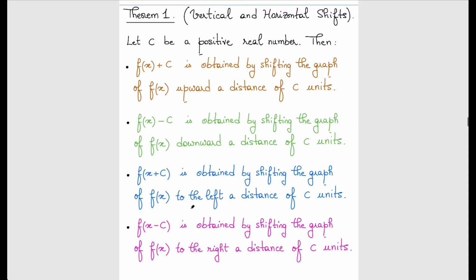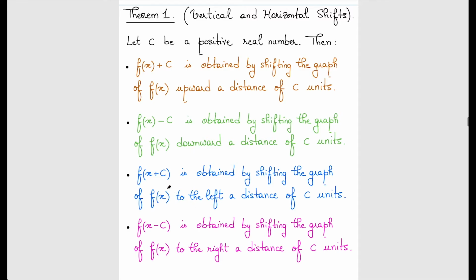Everything we found before is actually listed here. Let C be a positive real number. The very first one we found: if you add C to the outputs of the function f, then you are shifting upward a distance of C units. If you subtract the amount C from the outputs of f, then you are doing a shift downward.